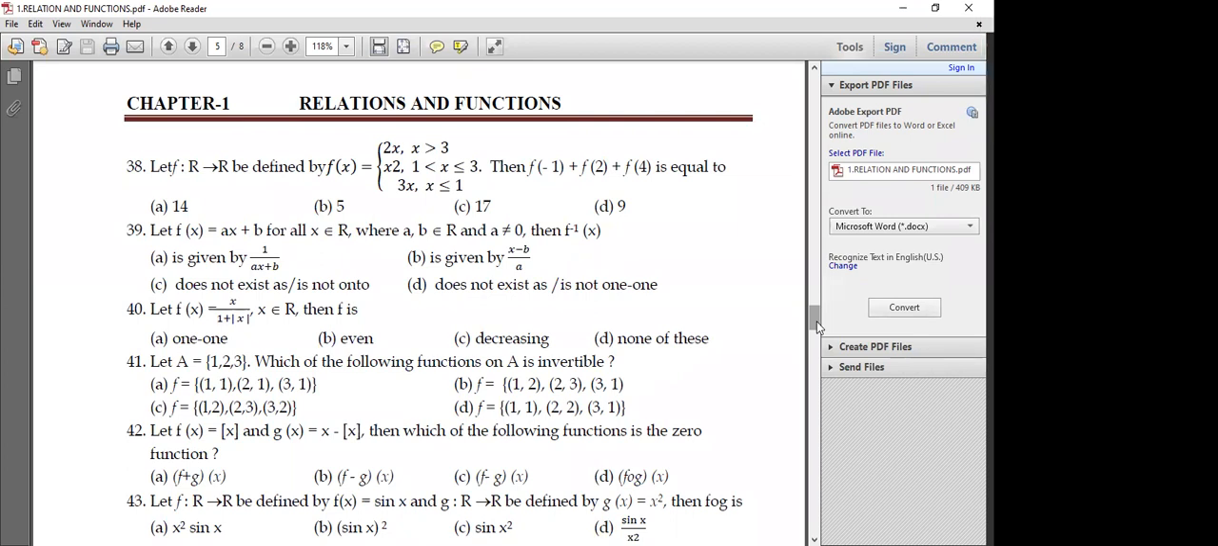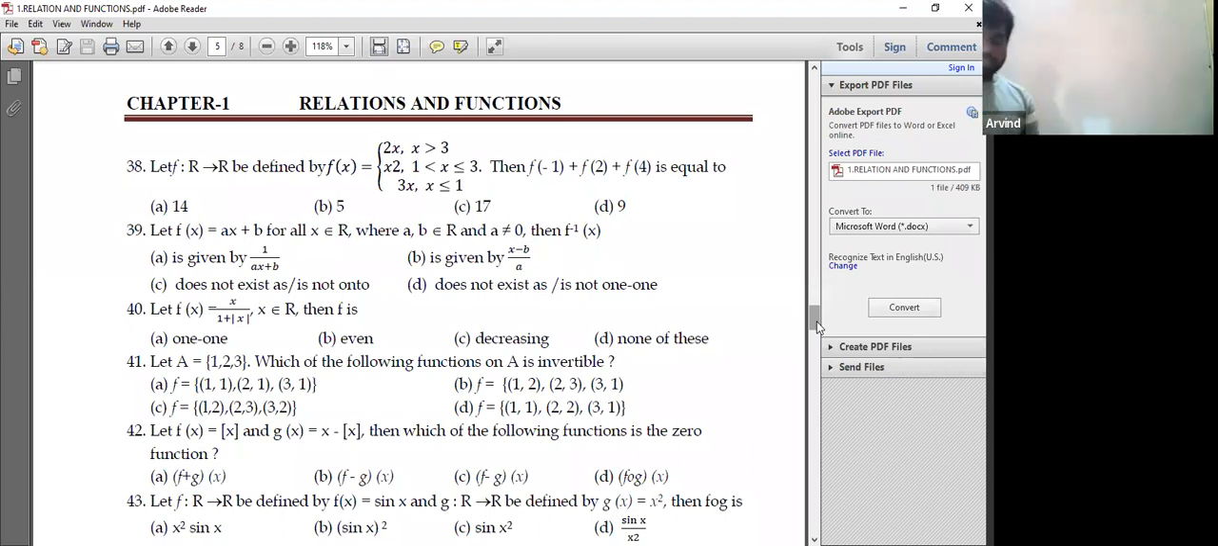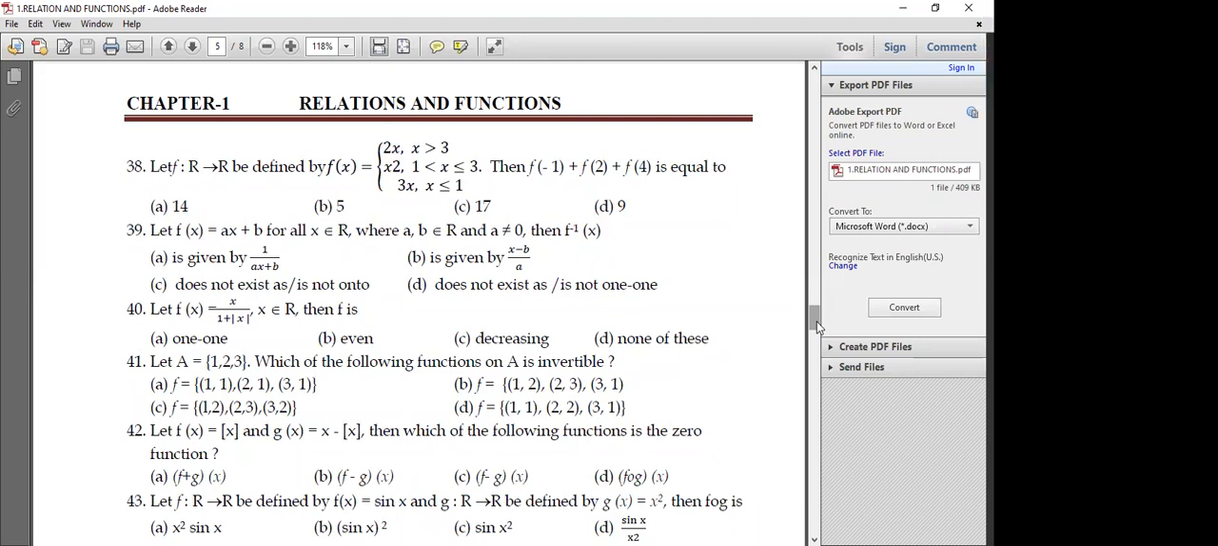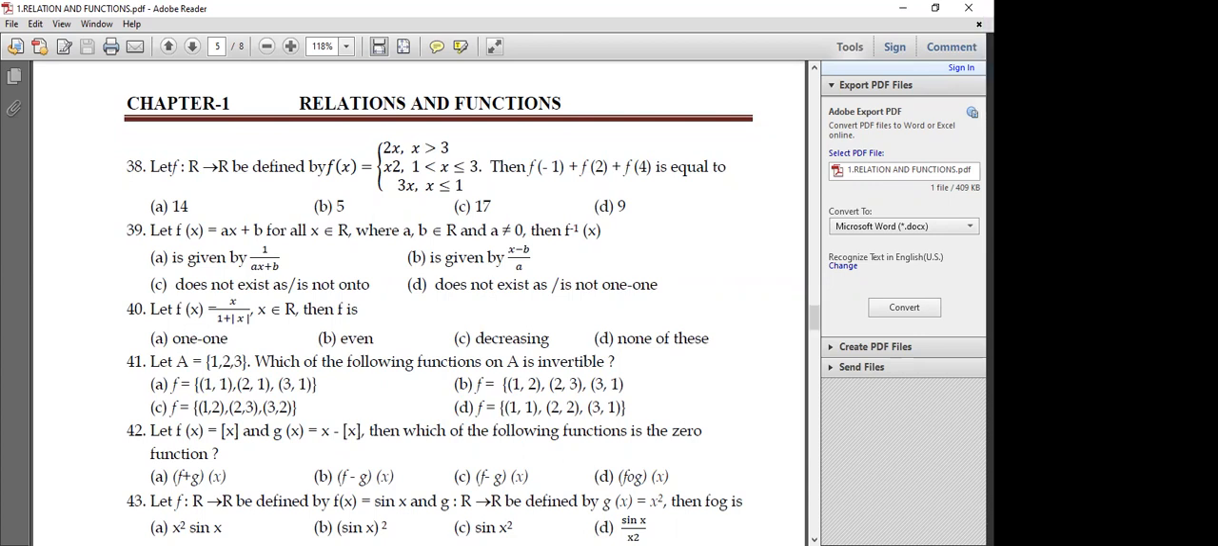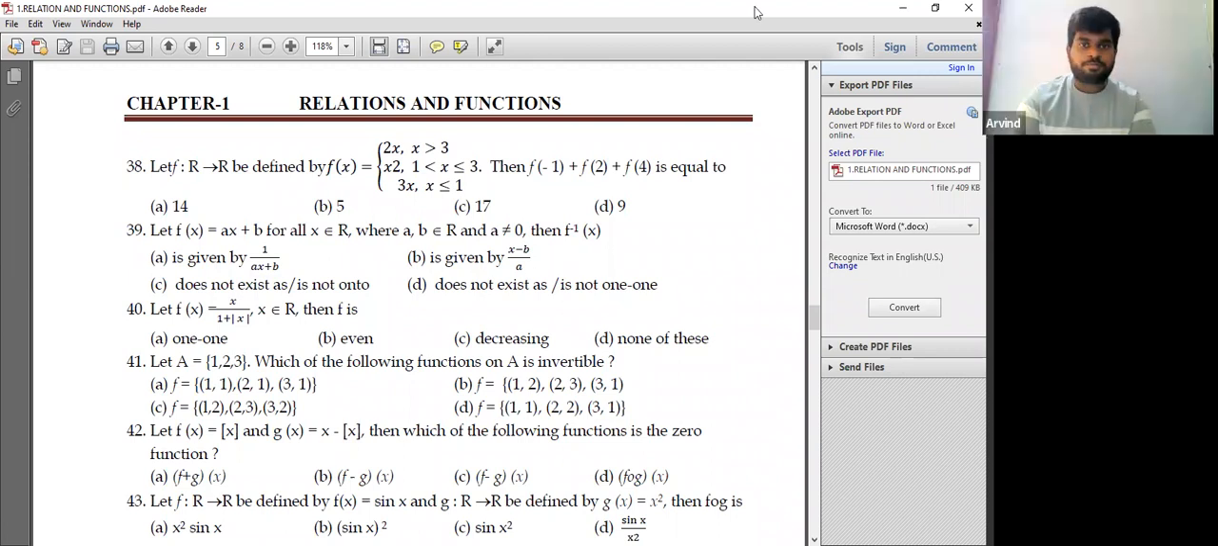Sir, D, sir. Okay, D. Very good. Let's wait for others. Sir, D, sir. Okay, good, Ananya, good. Yes, sir, D. Okay, very good, very good. What about others? Vani? Vani didn't get the answer. D. Okay, let's do it.